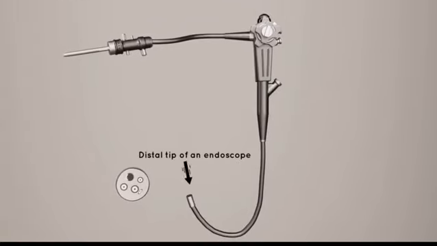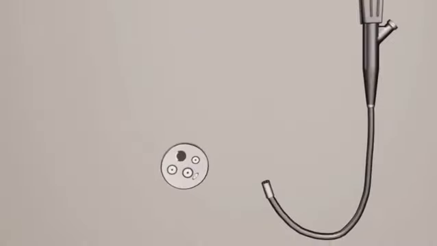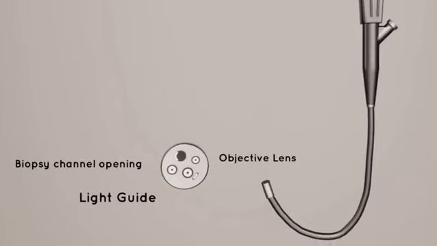The distal tip of an endoscope consists of: 1. The instrument and suction channel, that is at 5 o'clock position in the endoscopic view in a colonoscope, and 7 o'clock position in a gastroscope. 2. First and second light guide, which act as a light source. 3. Objective lens, which allows visualization of the mucosa.